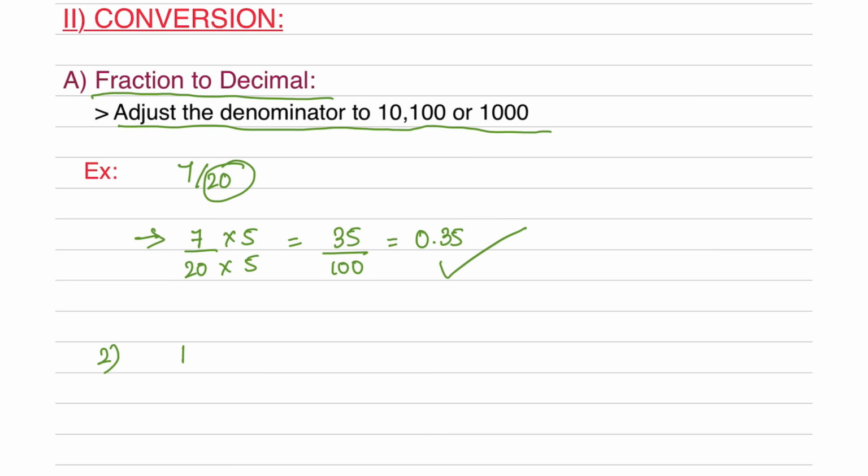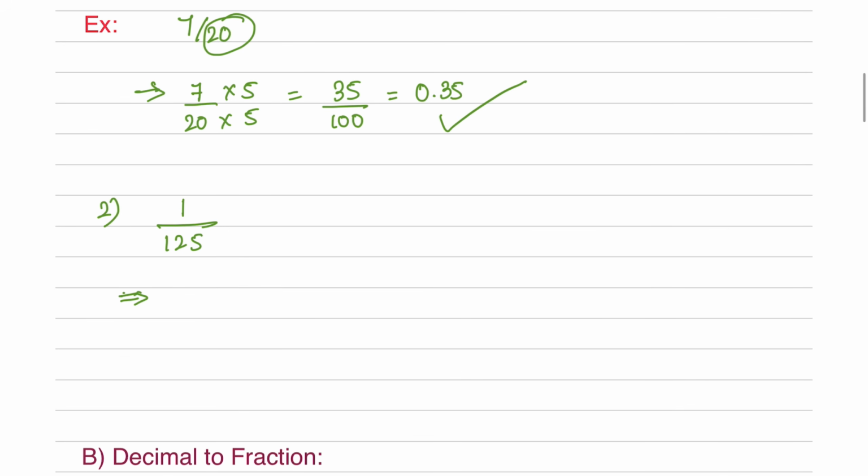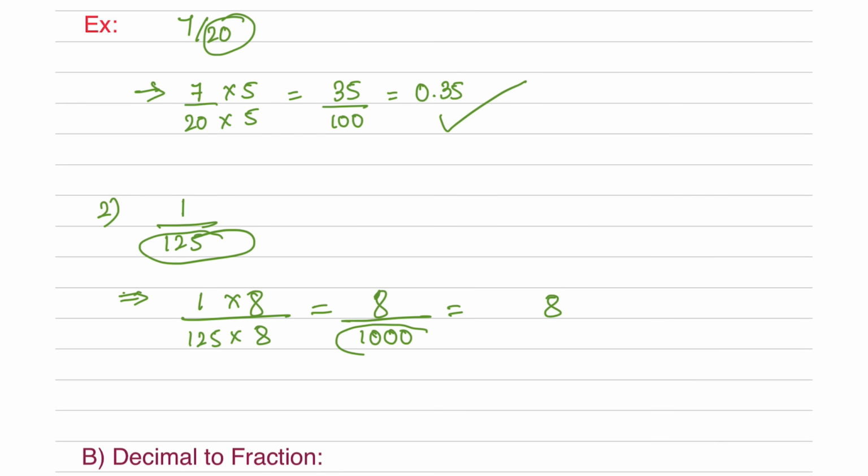Let us take another example, 1 by 125. So 1000 is a multiple of 125. So by multiplying by 8, we can convert the denominator into 1000. So 8 by 1000. First write the numerator and count how many zeros are there. 3. So after 3 digits, here only one digit is there. You can add as many zeros as the denominator has zeros. Means you can add 2 zeros, as it will be 3 digits, and you can keep the decimal point. So the decimal is 0.008.